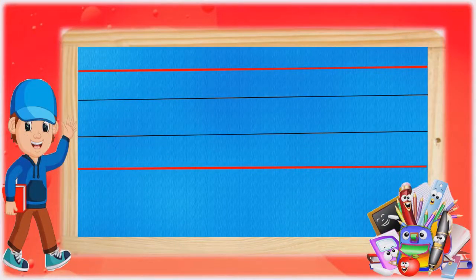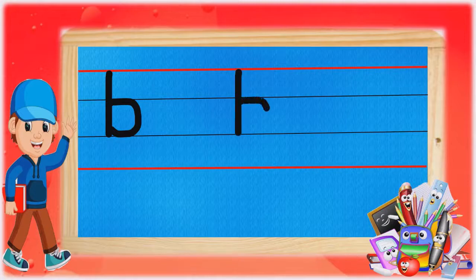Now we will write small b. Standing line with a small curve makes small b. Again we write standing line with a small curve makes small b.